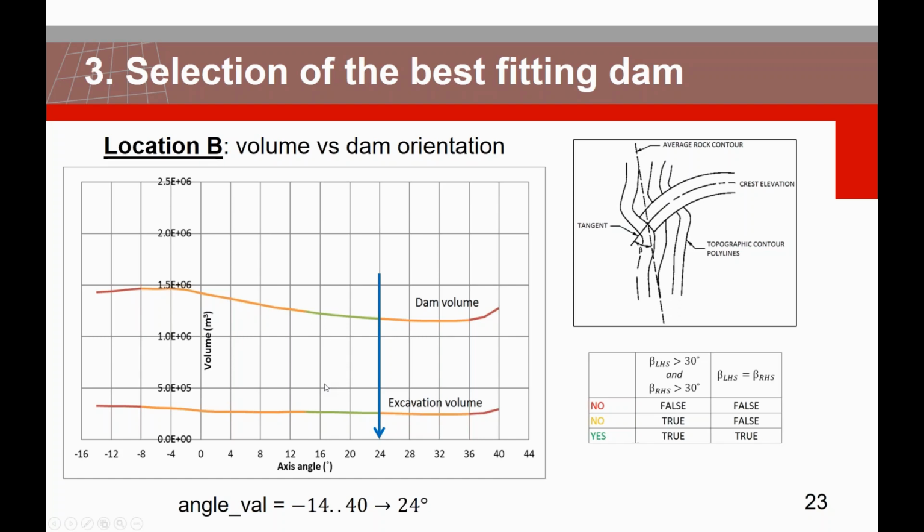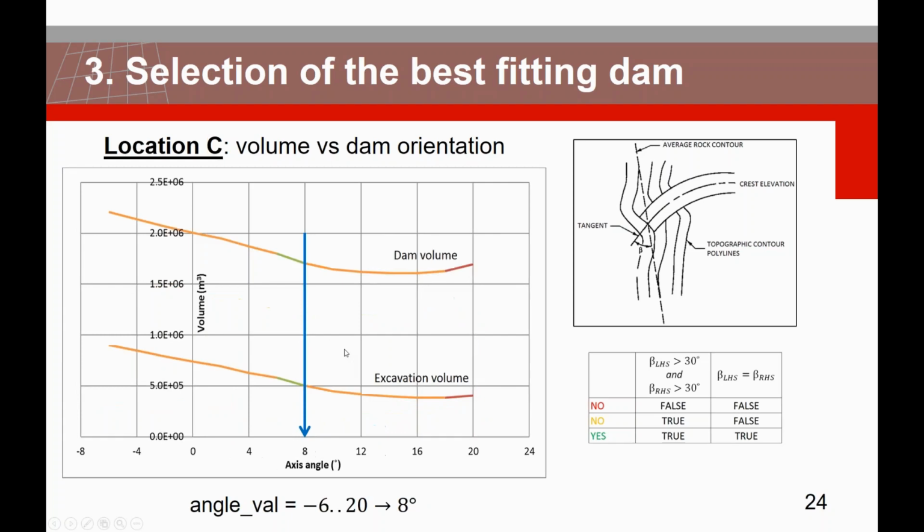Or in other words, we have more alternatives for this location. And right now we can go to location C and see again this powerful feature, because we're going to start again from -6, and right now we can end up to 20. But you can see how much smaller the range of this axis angle is, because what is happening in this area is that the topology right now is much steeper. And this reflects, of course, the valid values as well. And that's why here the selection of the best fitting dam is much faster.